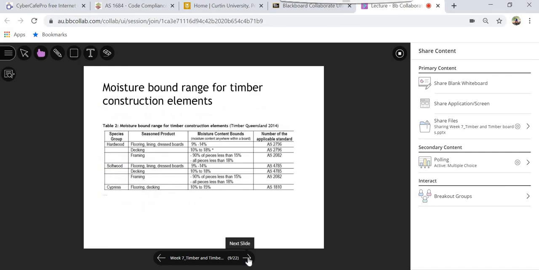If we consider different construction materials, and also the species group, there is a particular moisture content that they should be within. For example, if you use hardwood for decking, the moisture content should be between 10% and 18%. If it is around 10%, it's better, because then it will not be subjected to much shrinkage and volume changes.